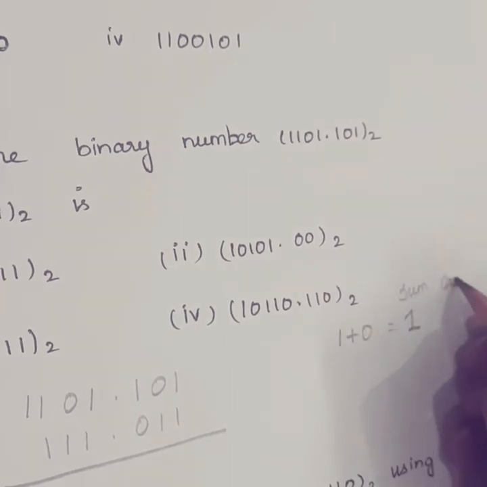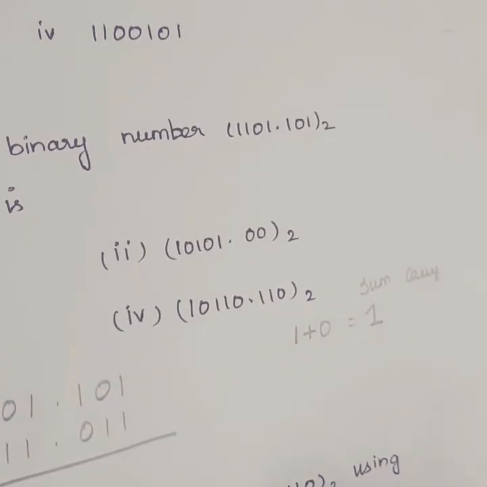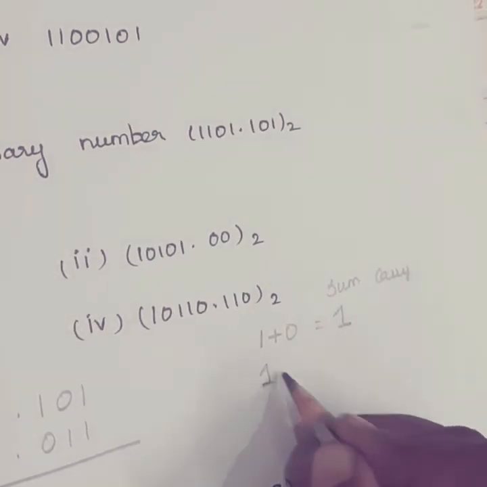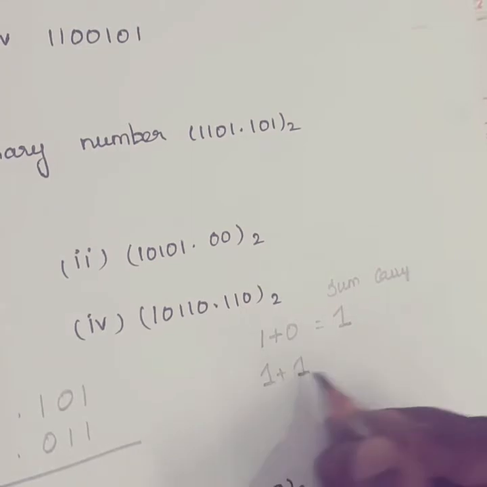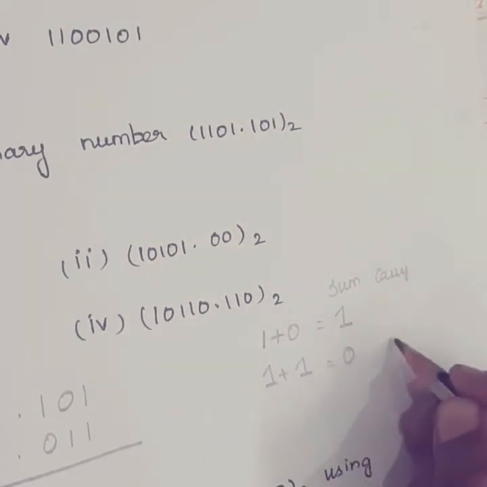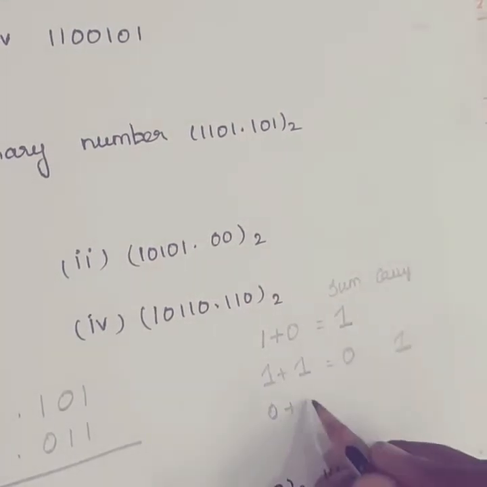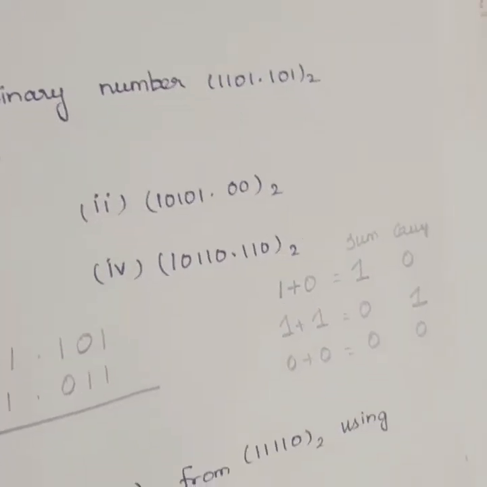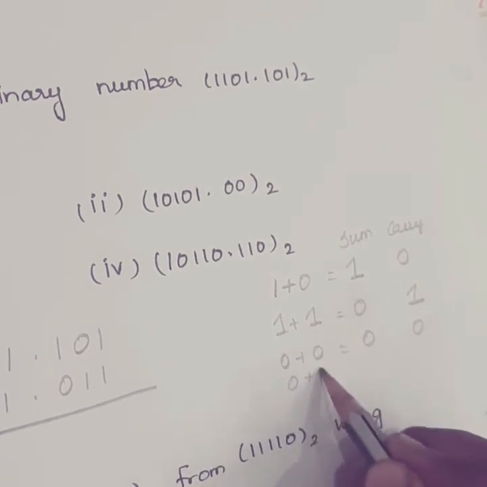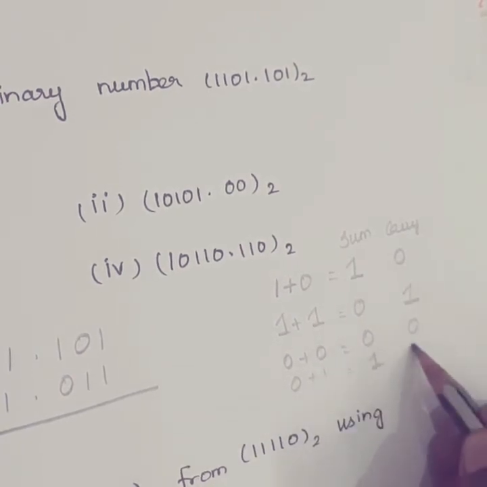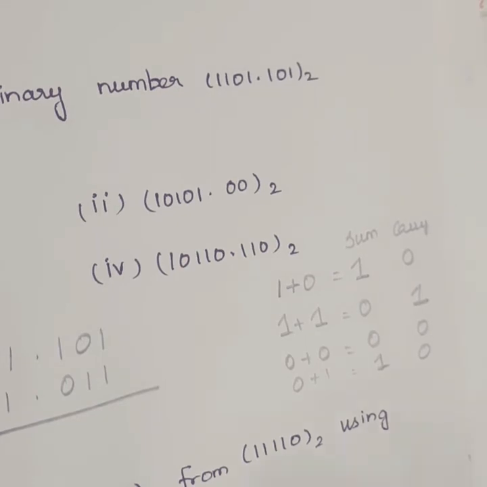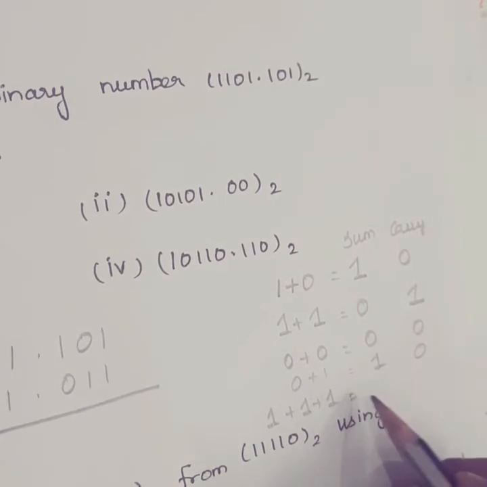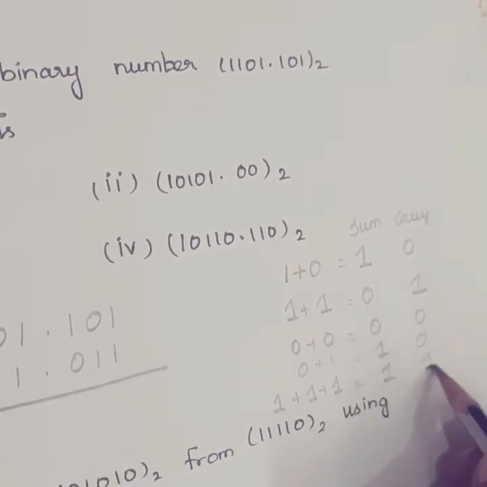Sum and carry, these are the binary addition rules. 1 plus 0, sum 1 carry 0. 1 plus 1, that is sum 0 and carry 1. We all know that 0 plus 0 is equal to sum 0 and carry 0, right? And similarly 0 plus 1 is equal to sum 1 and carry 0. And if you have three ones, 1, 1 and 1, you get sum 1 and carry 1.